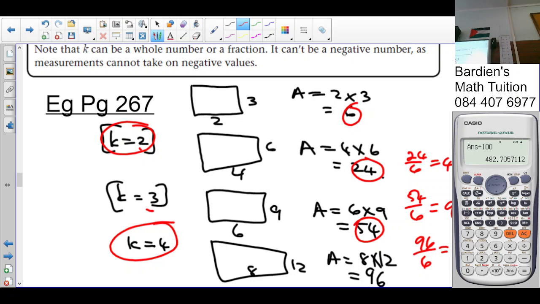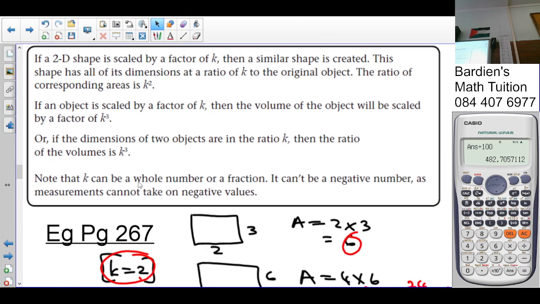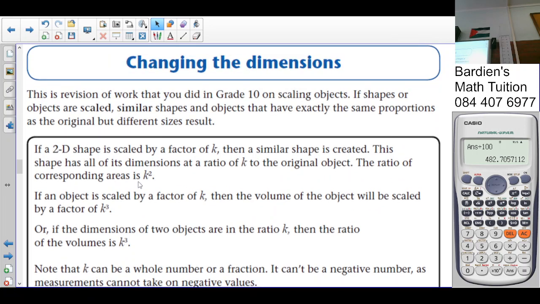So if I do the same for volume, what do you notice? It will simply be k cubed. So you guys can write this note down. I'm going to pause the video at this point.